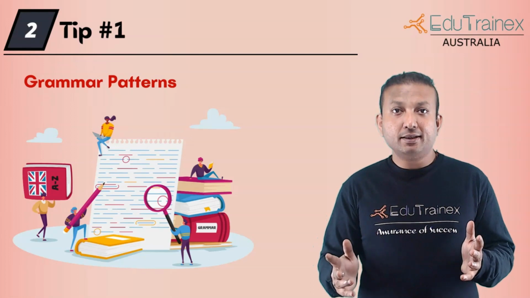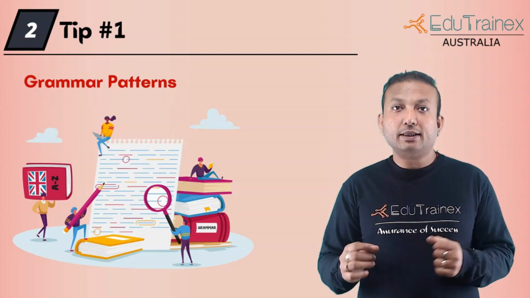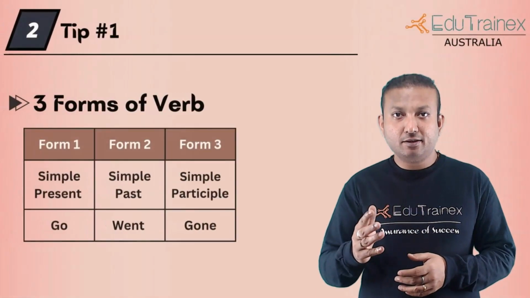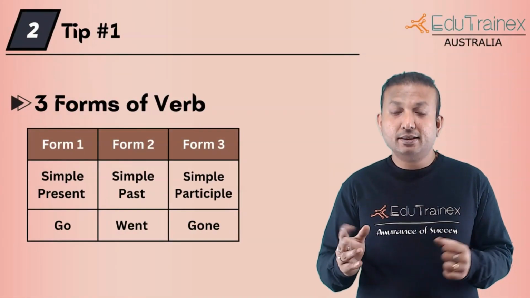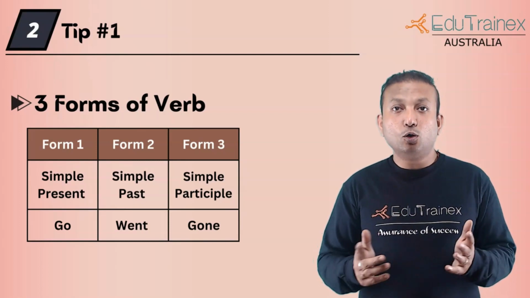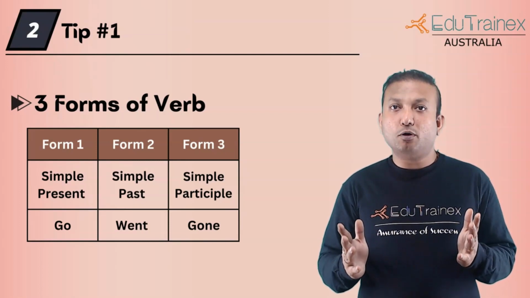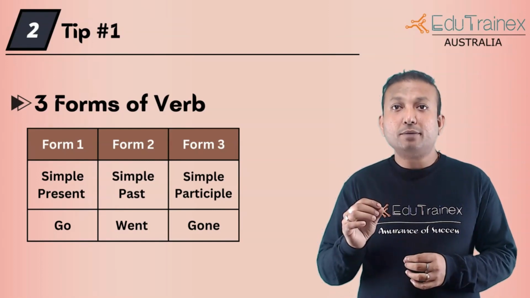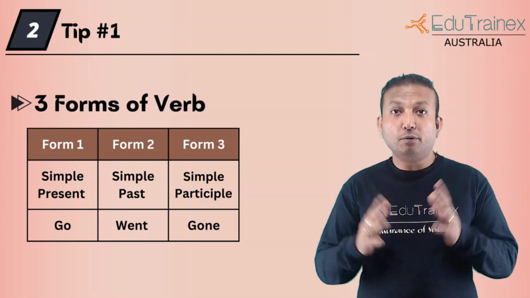But before we begin, I just want to tell you that a verb has 3 forms. Form 1 is simple present, form 2 is simple past, and form 3 is past participle. For example, go is form 1, went is form 2, and gone is form 3. Let's now jump into the shortcuts, keeping these forms in mind.